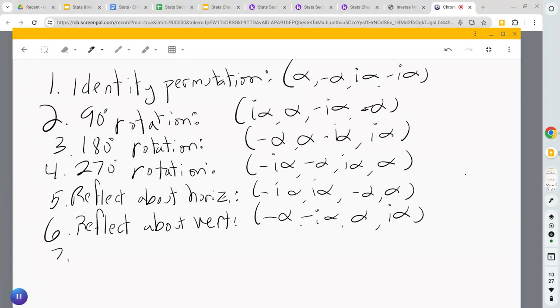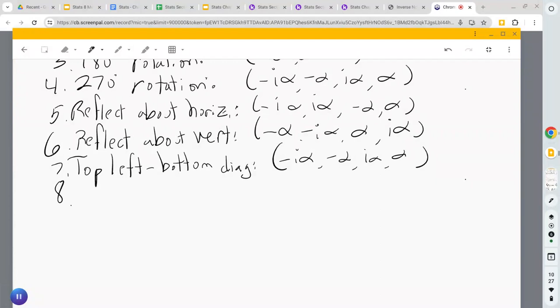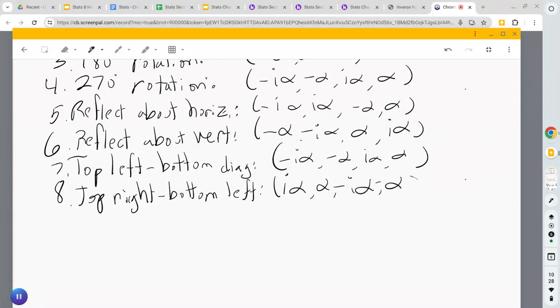Got 2 more, and that would be the diagonal reflections here. From top left to bottom right, the diagonal reflection is going to be negative i times alpha, then negative alpha, i times alpha, and alpha. And finally, the other diagonal from top right to bottom left. So we got i times alpha for this. This should be the final of the 8 permutations, reflections, rotations, however you want to refer to them. Got a negative alpha for the end.